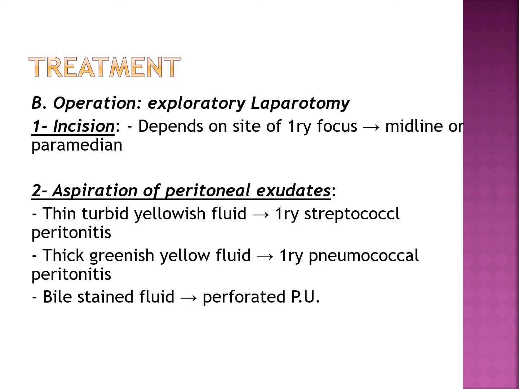For example, if it is a bile-stained fluid, this means it is a perforated DU. If it is brownish feculent fluid, it is from a perforated appendix or a perforated diverticulosis or diverticular abscess.